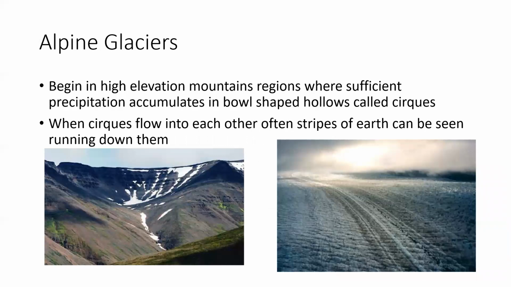And an alpine glacier is a glacier that begins in a high elevation mountain region. These tend to originate in bowl-shaped hollows called cirques. We can see one on the left here. You can see that they tend to be very deep. These can be hundreds of feet deep and carry a lot of water. When you see lines in an alpine glacier, or any glacier really, you know that means that multiple cirques have come together to form one large glacier. I just thought that was pretty cool.